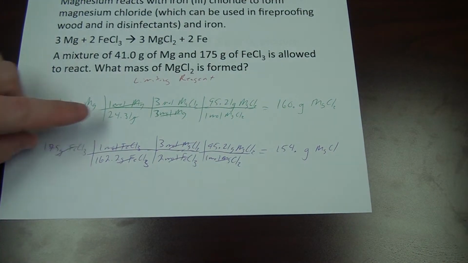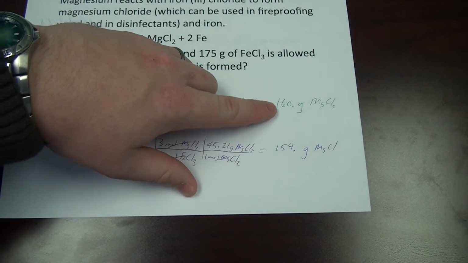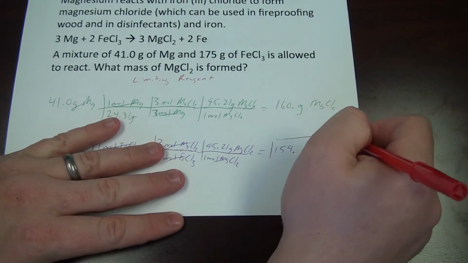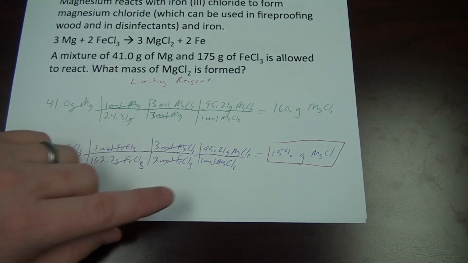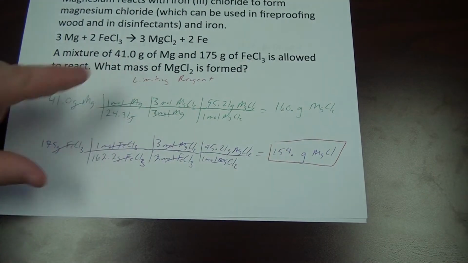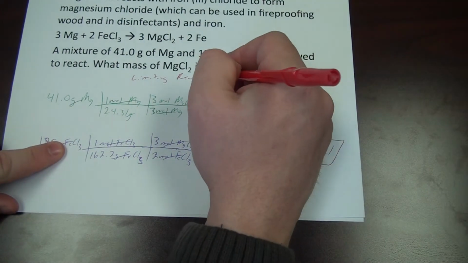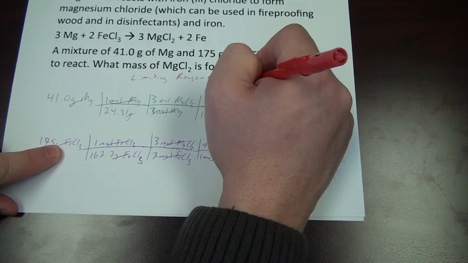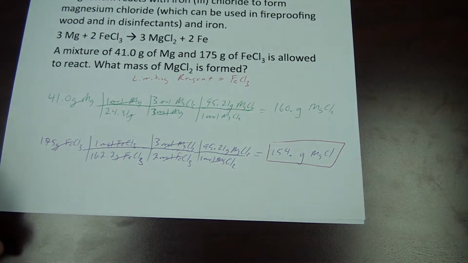Again, the limiting reagent, we're only going to be able to form the smallest amount, which is this 154 grams of magnesium chloride. So that is the amount that we're going to be formed, which makes this iron 3 chloride the limiting reagent.